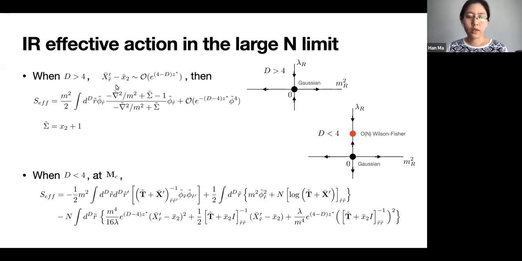And then we can reach the two different situations. When D is larger than 4, we can insert our saddle point solution. And finally, the effective action is quadratic in phi. This means the RG flow finally takes us back to the Gaussian fixed point. And when D is less than 4, since the X prime is non-trivial in phi, our effective action is more complicated. It depends on phi in a very complicated way. So this is the effective action for the O(N)-Wilson-Fisher fixed point. It is scale invariant, and it's the final destination of the RG flow when D is less than 4.